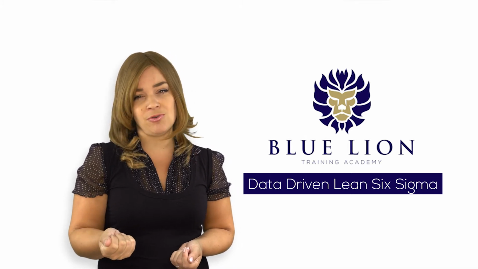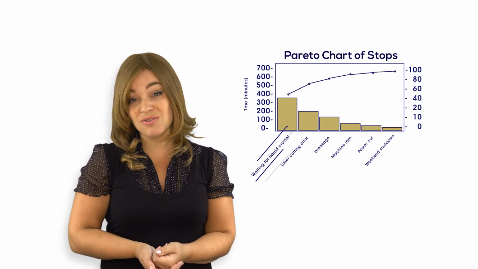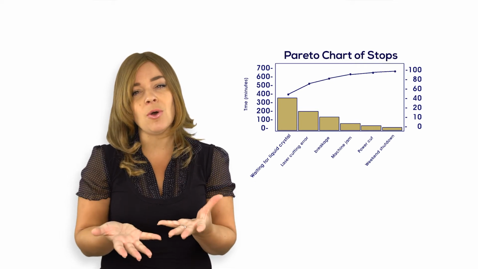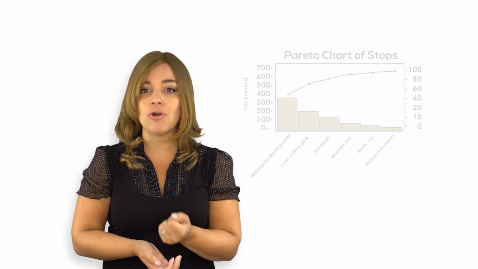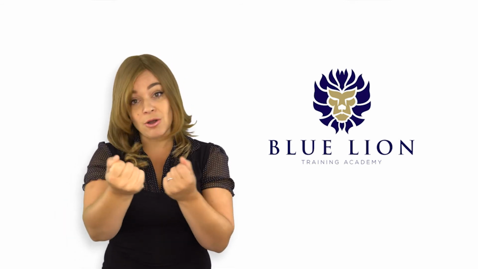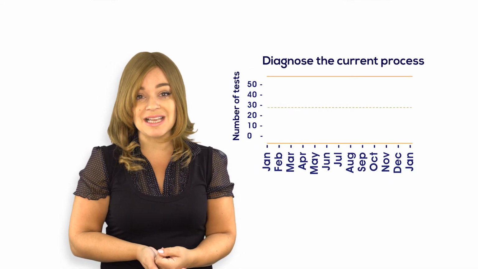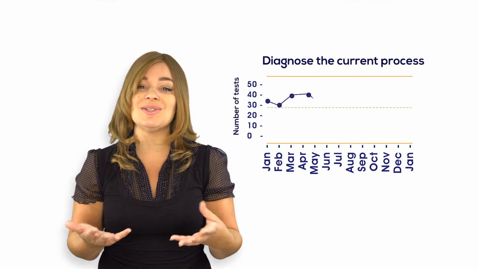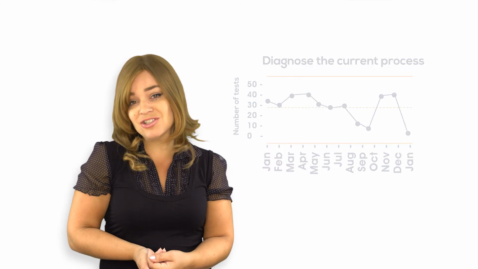In the example of the touchscreen process, data on the major production stops showed that from all possible stops, waiting for liquid crystal modules takes up most of the stop time. This knowledge now helps to focus the project on its biggest problem. You can also use data to analyse the current process. For example, in a hospital, the project can aim to reduce the number of diagnostic tests that are used. But before you can do this, you need to have some knowledge about how many tests are being used right now. What is the average? And is there a lot of variation?